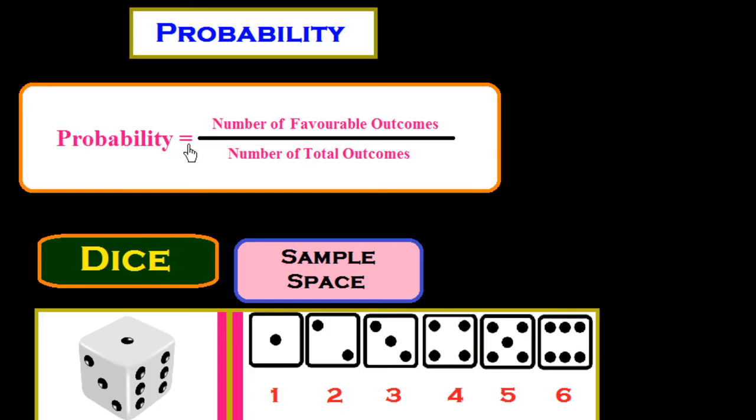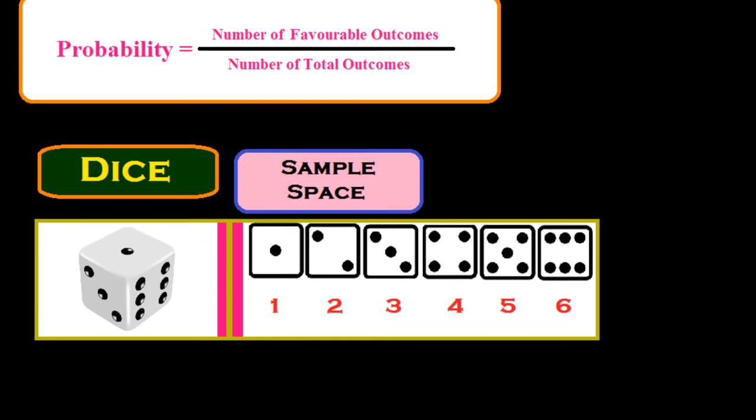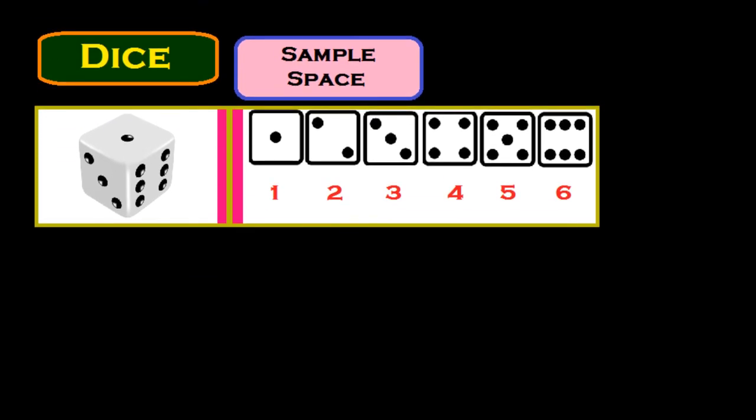Hi friends, in this session of probability, we study the experiments related to dice. So look at the screen. We know the probability is equal to the number of favorable outcomes over the number of total outcomes. So here, if we are tossing a dice, we get this sample space. We have a 6-faced dice where we get the numbers 1 to 6. So here you see the sample space: 1, 2, 3, 4, 5, 6.